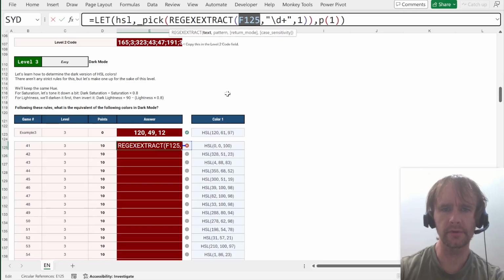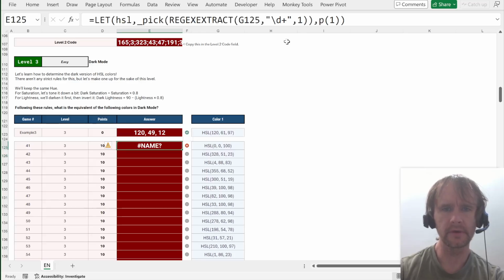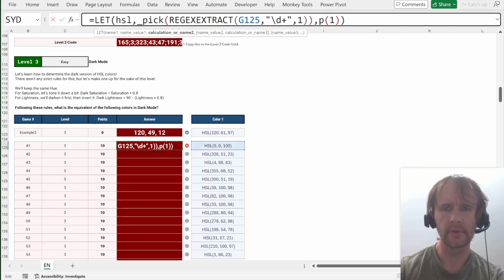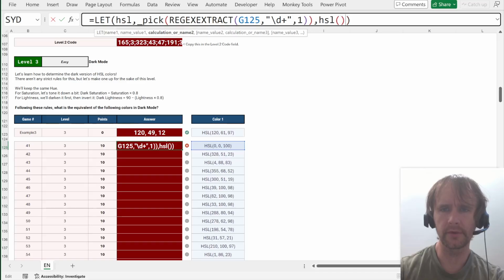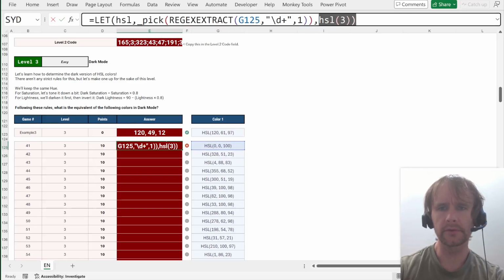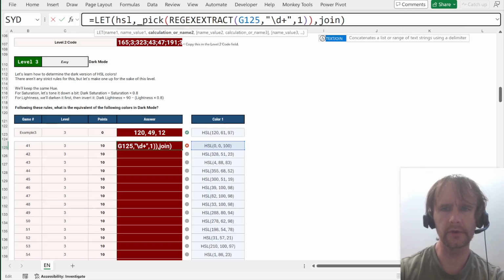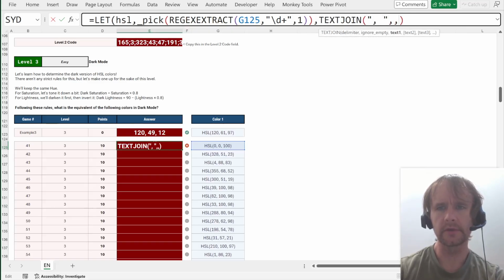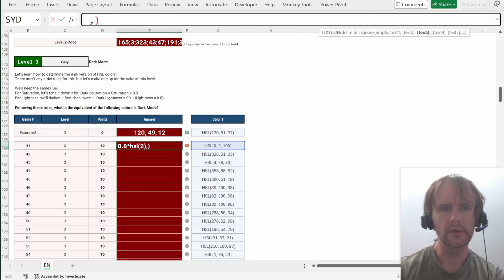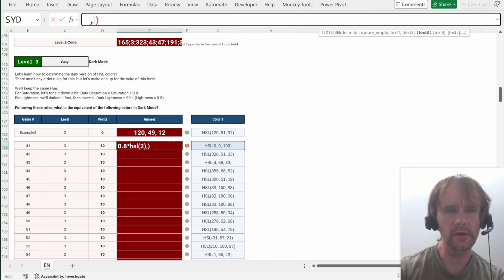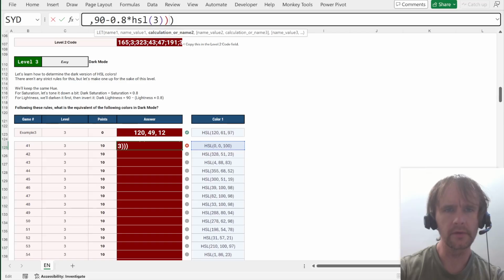Oh, sorry, I pointed to the wrong cell. Fine. Oh, sorry, not HSL of 1. There we go, is 0. And of 2 is 0, and of 3 is 100. Okay, so then I want to join with a comma space. So my new H is going to be the same, so that's going to be HSL of 1. Then it's going to be 0.8 times HSL of 2. Then it's going to be 90 minus 0.8 times HSL of 3.